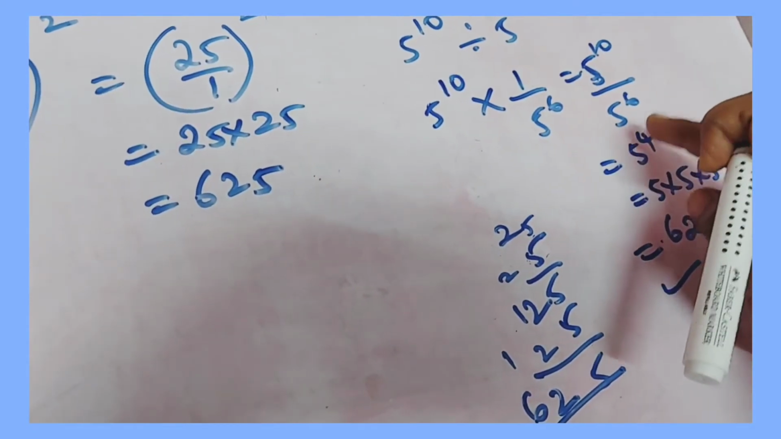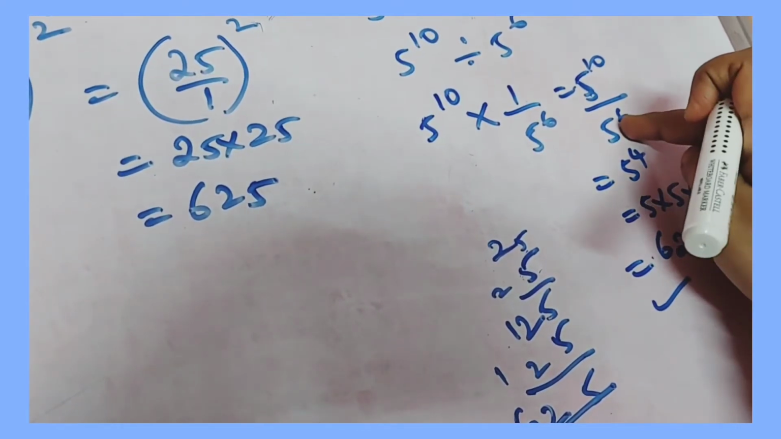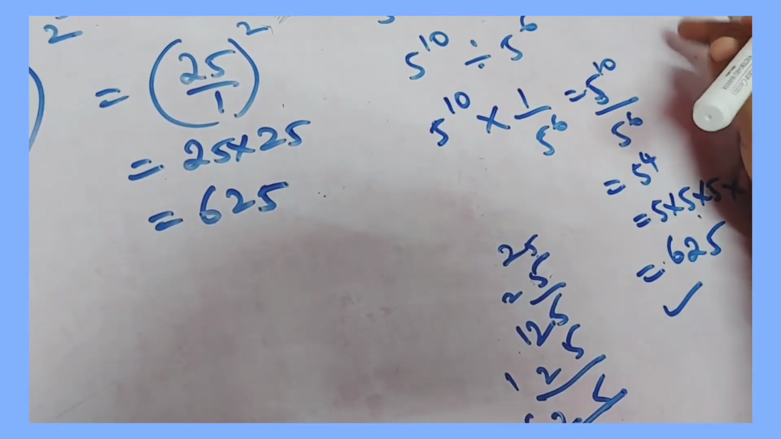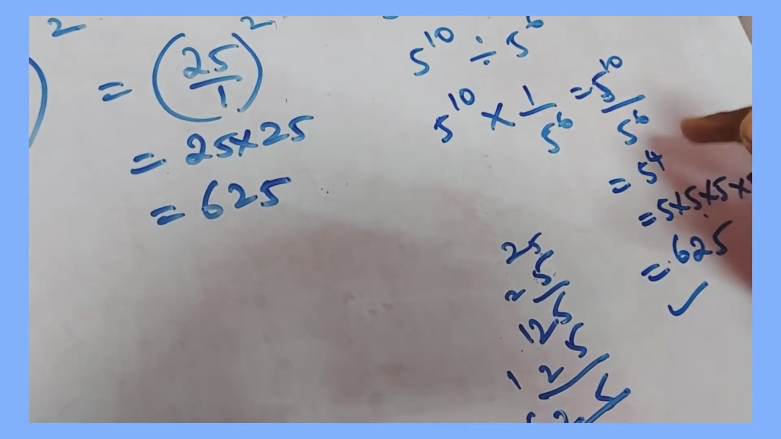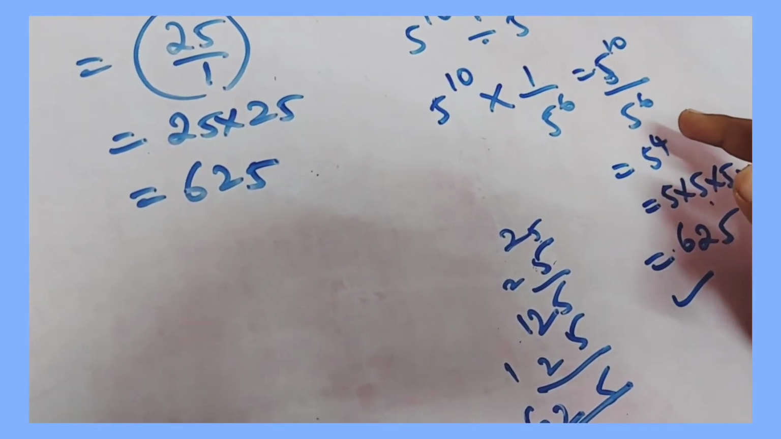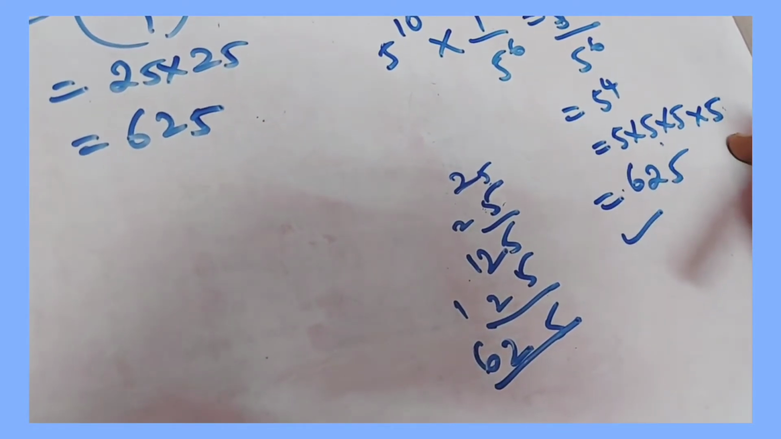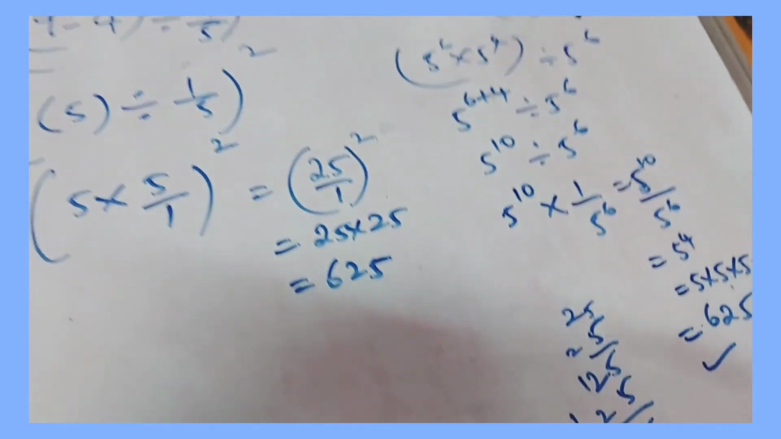If you cancel this and this, you will get the answer 5 power 4. If you take 5 six times and 5 ten times, and cancel all the 5s, how many 5s are left here? 4 5s left. Then you have to take 5 to the power of 4. What is 5 to the power of 4? It is 625.